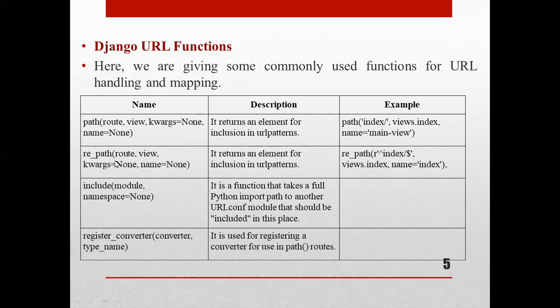Then next is re_path. It contains the parameters route, view, arguments, and name. It returns an element for inclusion in URL patterns.